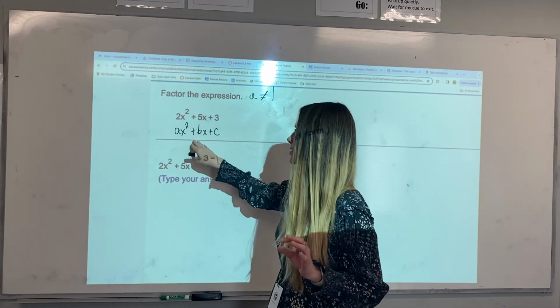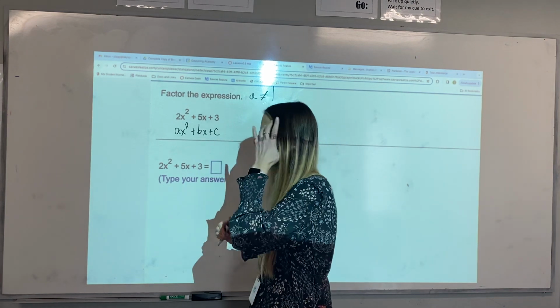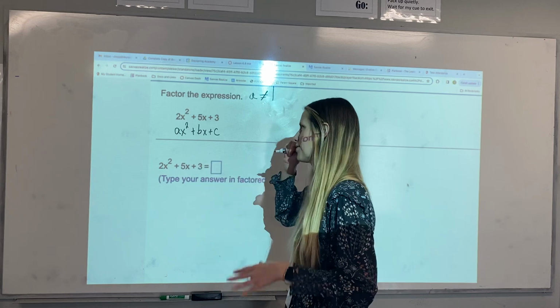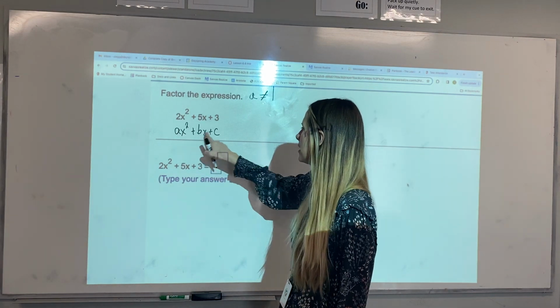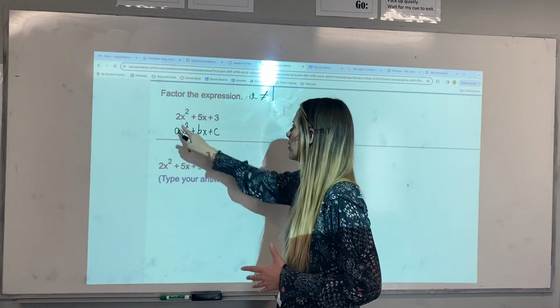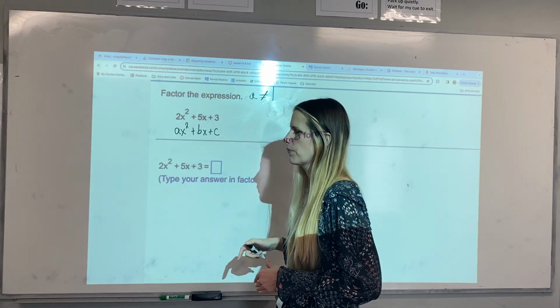Most of the time. This could change, but we won't go into that. You'll always have an x squared and your other terms, whether they're invisible or not. We'll go into that another time. But we have a, b, and c. That's what we call these 3 numbers.